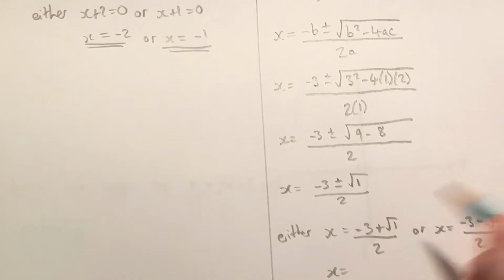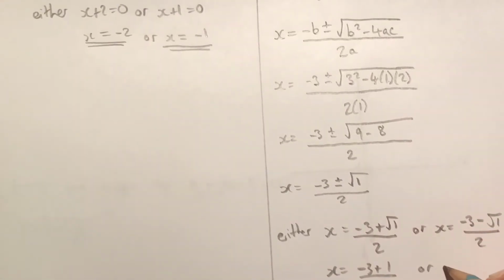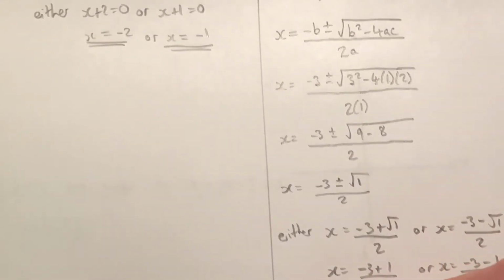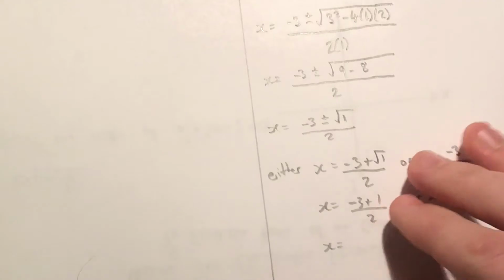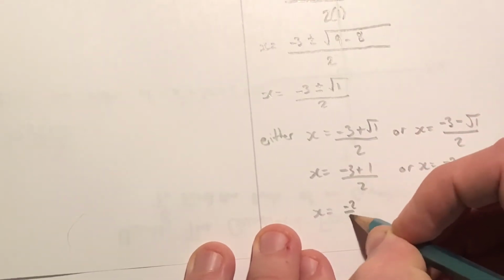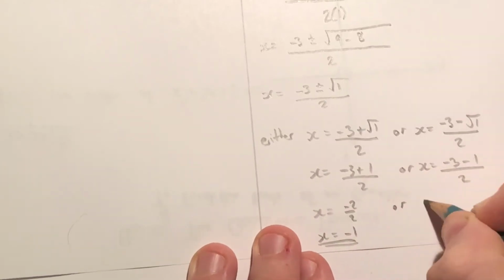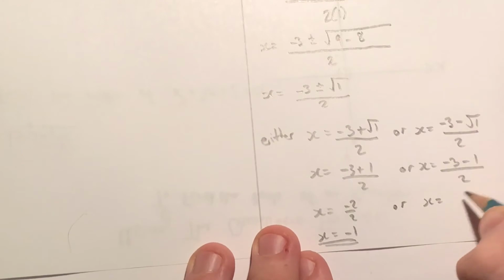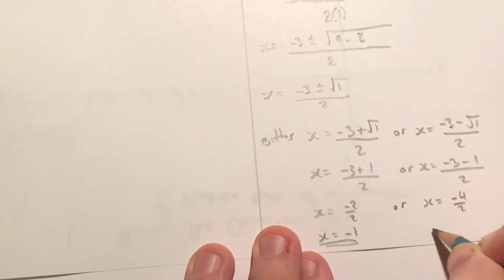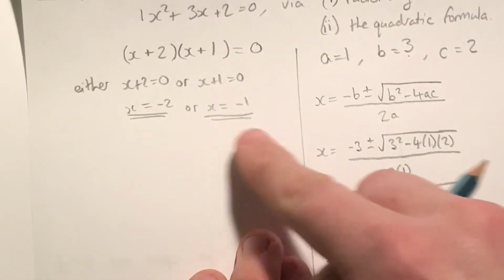So root 1 is just 1, so minus 3 plus 1 upon 2, or minus 3 minus 1 upon 2. We don't even need a calculator for this one. Minus 3 plus 1 is negative 2 upon 2, which means x is minus 1. Or x equals minus 3 minus 1 is minus 4 upon 2, so x equals negative 2. So you notice that we end up with the exact same roots as we did for our factorising.